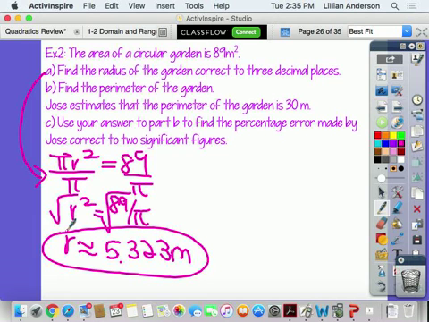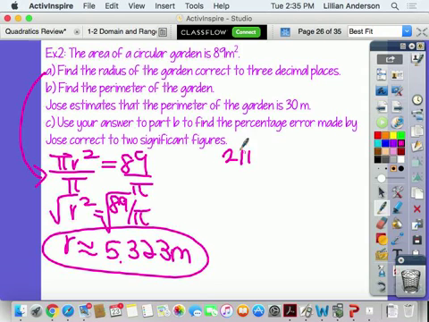Now you have to find the perimeter of the garden. Now, perimeter of a circle is called what, Shelby? It's called circumference. And what is that formula? Pi times diameter, or 2 pi r.